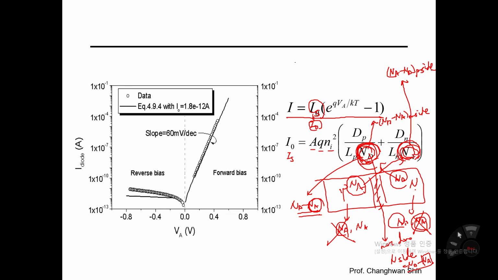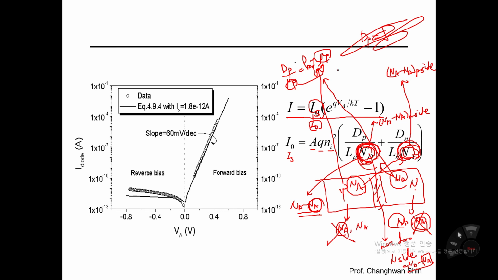Okay. So what was Dp? Dp is a hole diffusion length that is defined as, no, again, Dp is, if you remember the Einstein relationship, Dp over mu p is constant, kT over q. So once you know the mobility of a hole, does this mu p come from the P side or the N side?